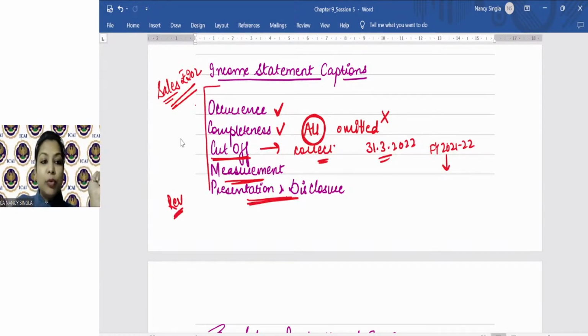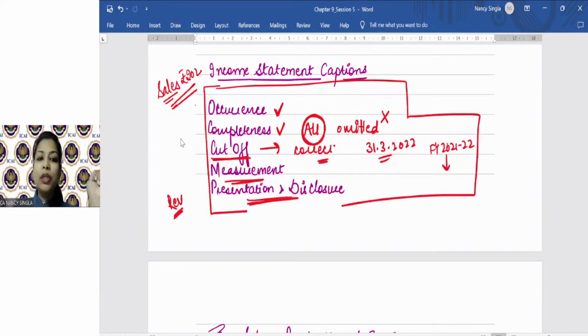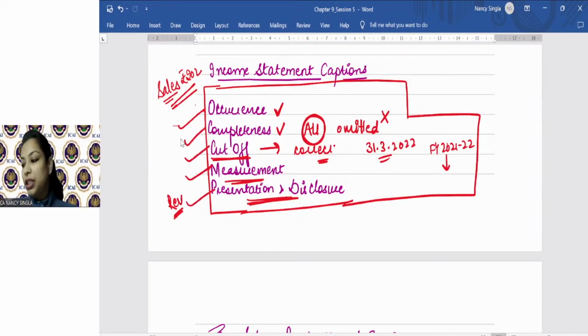तो मैनेजमेंट ने जब 20 lakhs की सेल दिया है, इसका मतलब क्या है कि ये सब हुआ है. And what is the responsibility of the auditor? The auditor is going to check whether all these things have actually been complied with. That is the occurrence assertion, completeness assertion, cutoff assertion, measurement assertion, presentation and disclosure assertion. Now I'm hoping that all these assertions are clear to you. These assertions should be in your blood now. You should be able to know what is meant by which assertion.